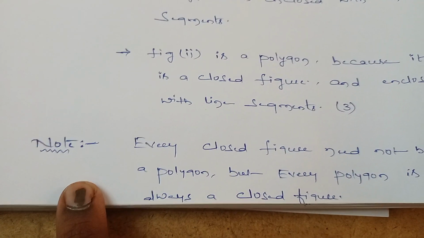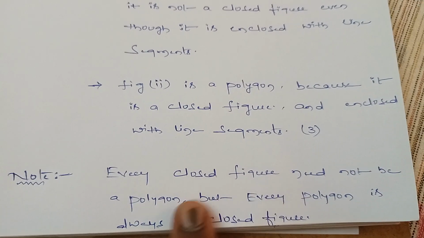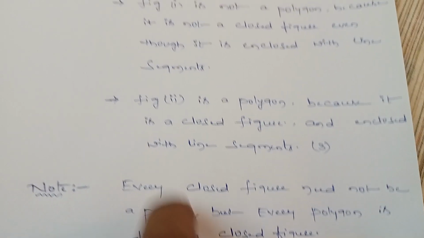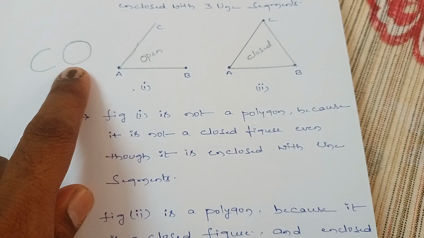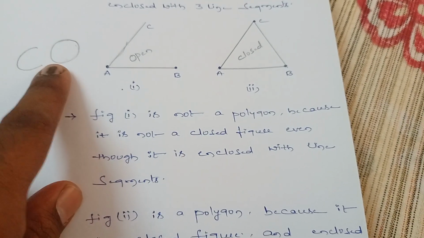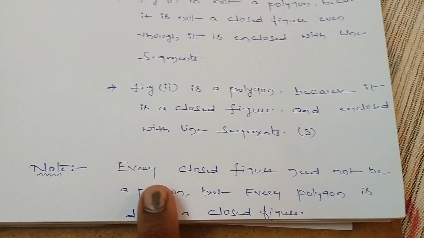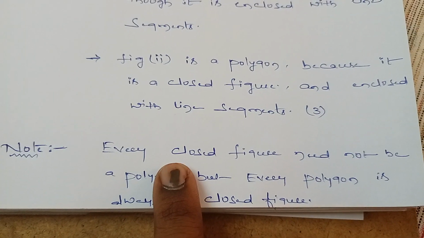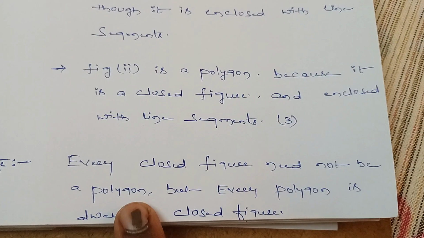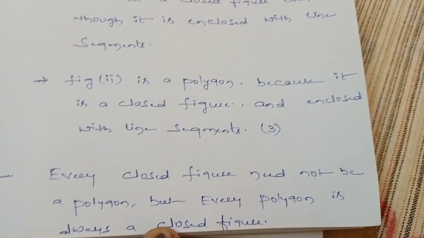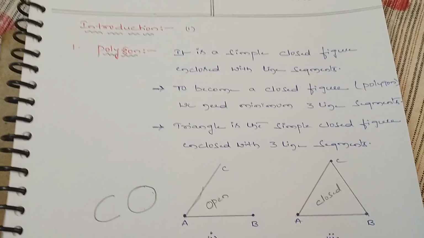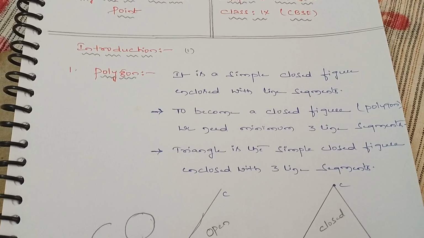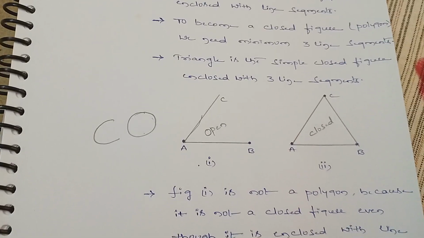And coming to this note: every closed figure need not be a polygon. I mentioned here this is a closed figure but not a polygon. That one we will discuss in the further classes. So the note is, every closed figure need not be a polygon, but every polygon is always a closed figure. Please go through these points. These are very basic points. I hope you understand this concept.